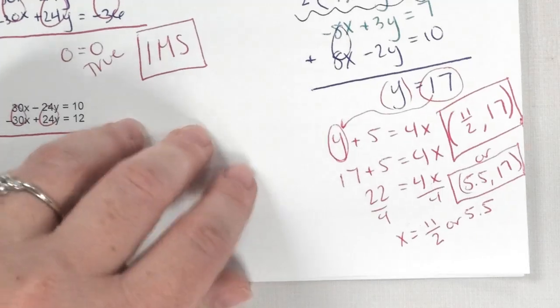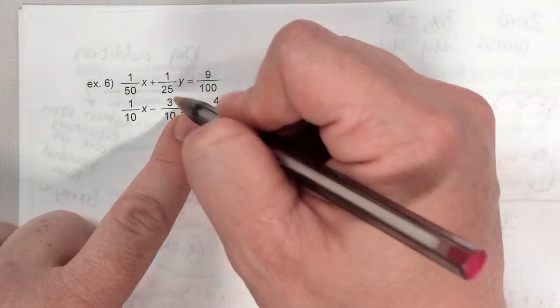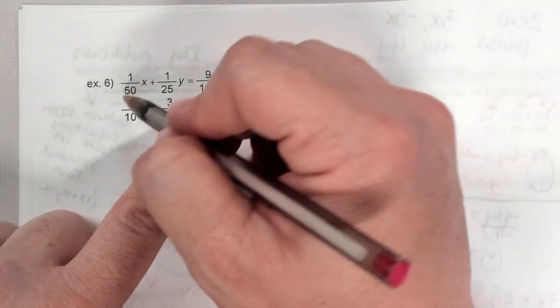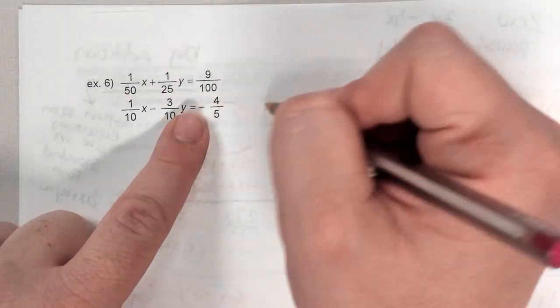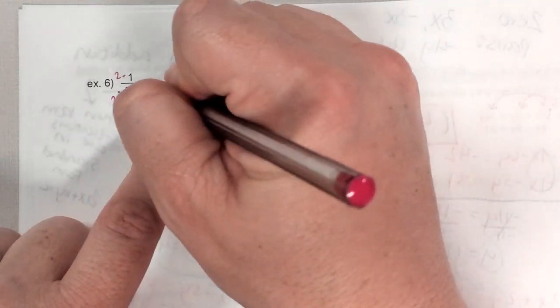I don't even know. Okay, look at this one. We're not going to go all the way through this one. We're just going to talk about the fractions. What do I do to get rid of fractions? I need a common denominator. So I always look at my biggest denominator. My biggest denominator on the first equation is 100. Can 25 turn into 100? Yeah. Can 50 turn into 100? So we want a common denominator of 100. 50 times 2 gives me 100. 4 times 25 gives me 100.